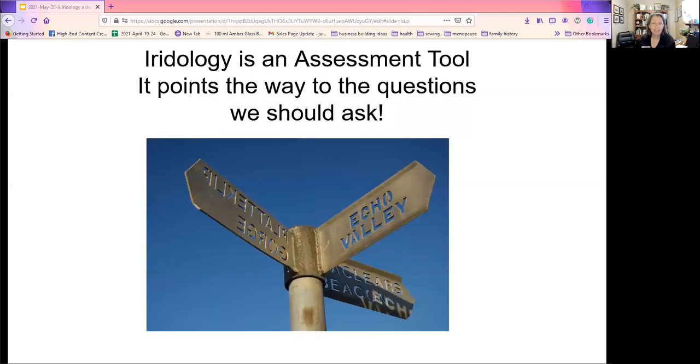So iridology is an assessment tool. It points the way to the questions we should ask. It guides us in our dietary and herbal and whatever other recommendations. And it shows us what the genetic potential is for the organ, for the system, or the body. It does not serve as a diagnostic thing.